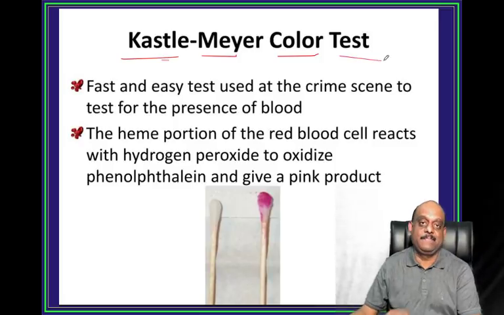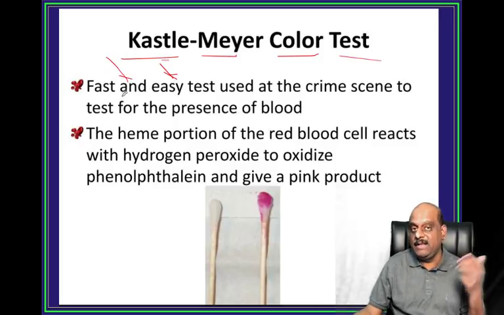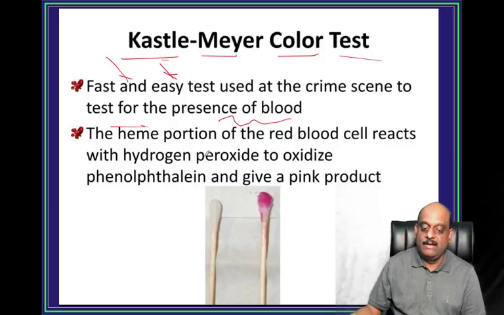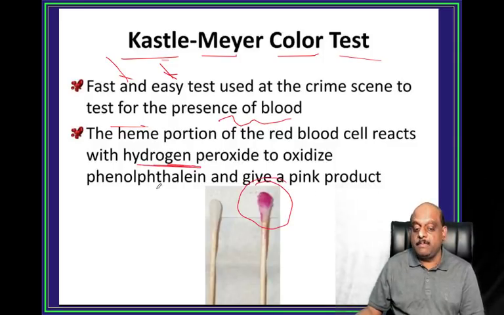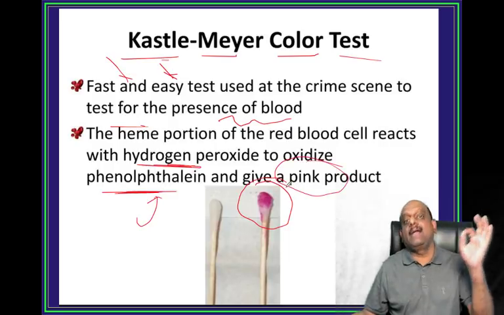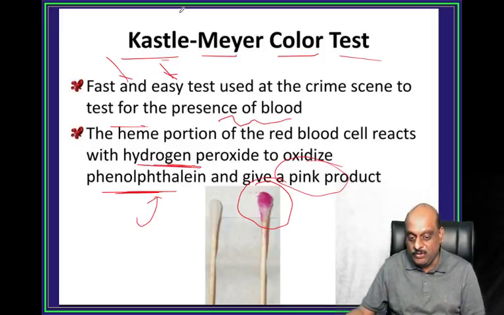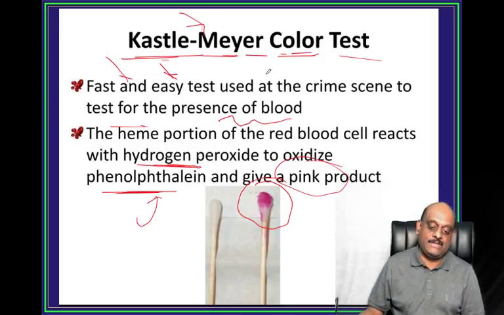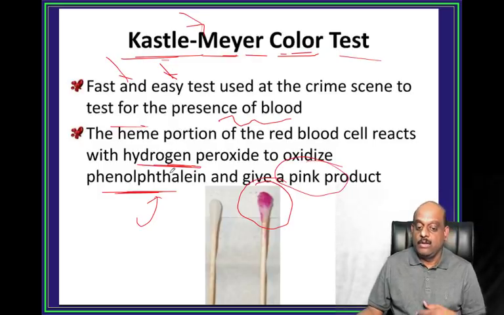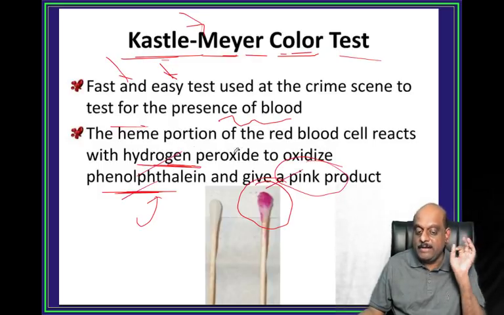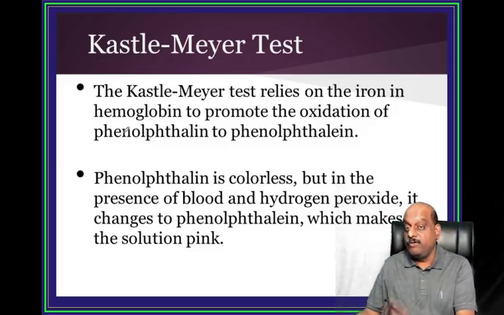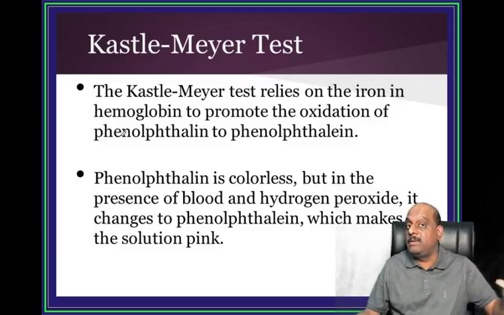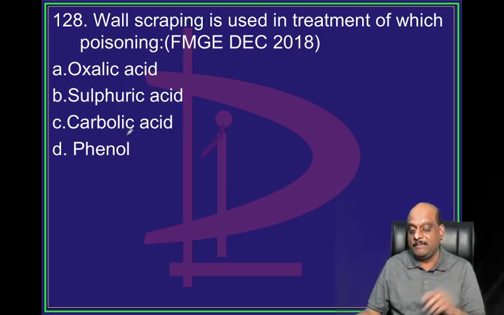Castle-Meyer color test. It's fast and easy in the crime scene to test for the presence of blood. The heme portion of the RBC reacts with the hydrogen peroxide to oxidize the phenolphthalein, giving it a pink color. So that is called Castle-Meyer color test. Phenolphthalein, hydrogen peroxide, pink, Castle-Meyer, heme. Phenolphthalein otherwise is colorless, but in presence of blood and hydrogen peroxide, it will become pink.